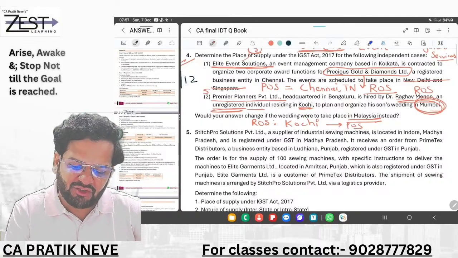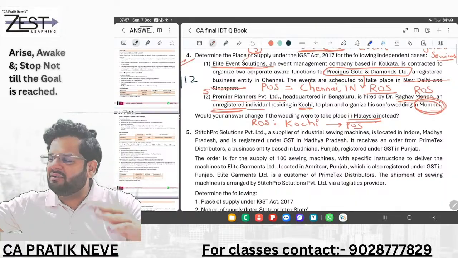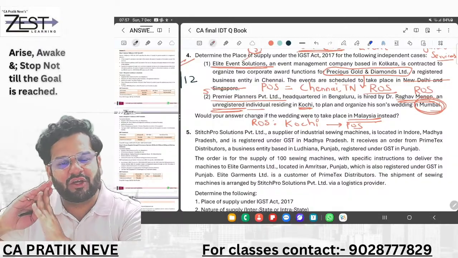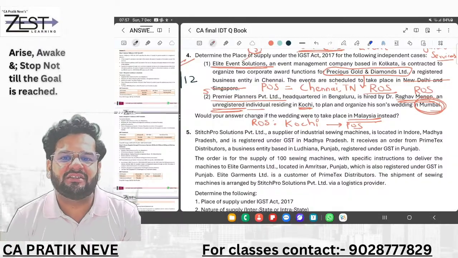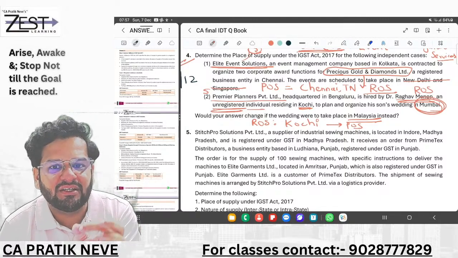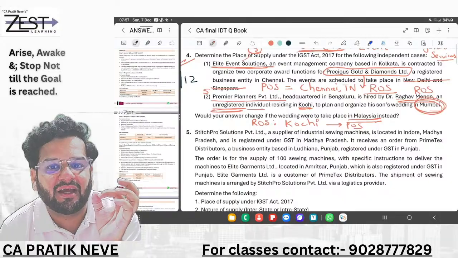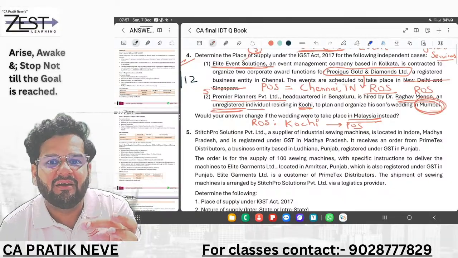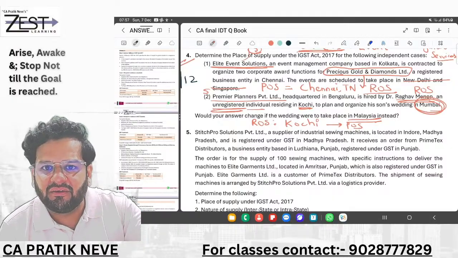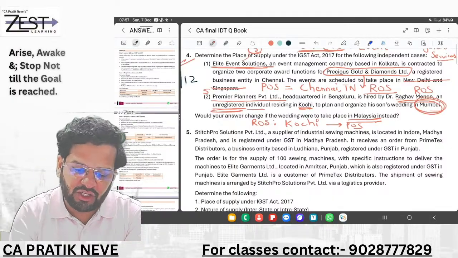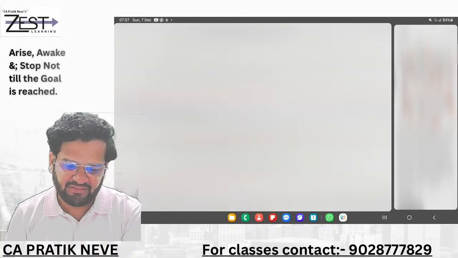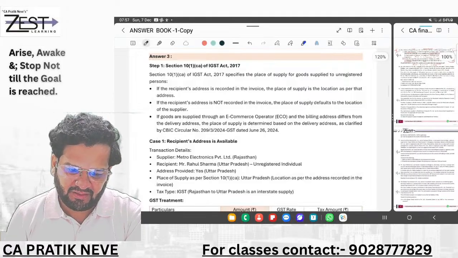So in event management, there could be B2B or B2C. In B2B case, location of recipient of supply. In B2C case, usually it is where the event is held. But if that event is held outside India, then place of supply is location of recipient of supply. Make sense? So check.